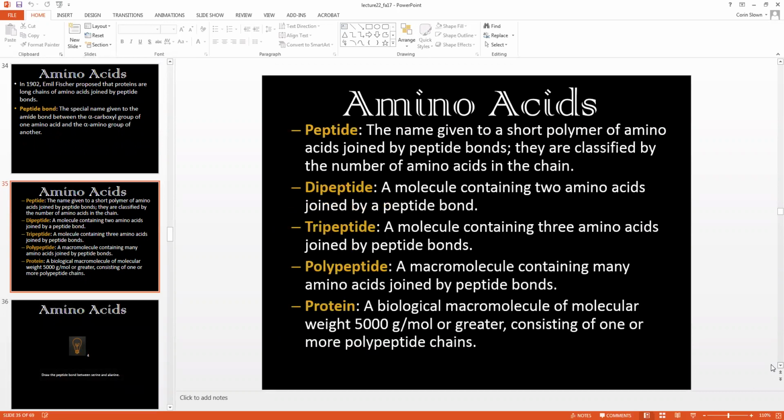They're going to be classified by the number of amino acids in the chain. For example, a dipeptide contains 2 amino acids. A tripeptide contains 3. A polypeptide would contain many. And a protein is a biological macromolecule of molecular weight 5,000 grams per mole or greater, consisting of 1 or more polypeptide chains.